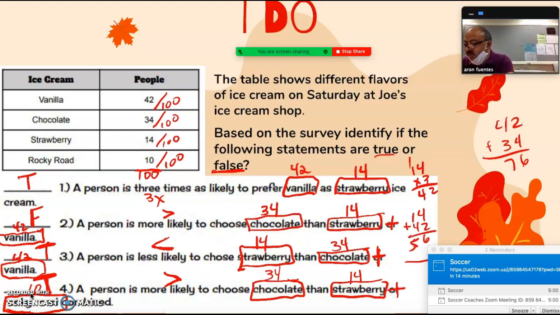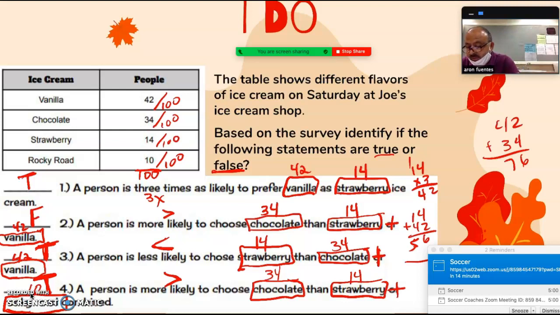Okay? So if we look at the statements, 3 of them were actually true, and 1 of them was false. So we have to make sure that we look at every single statement before we stop working the problem. In other words, go through every single statement, make sure whether each statement is true or false, and answer it correctly. Okay?